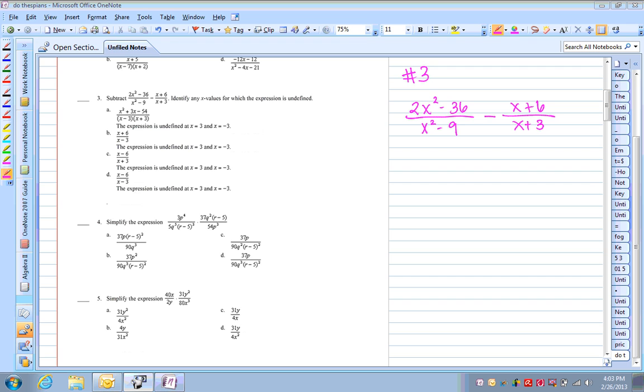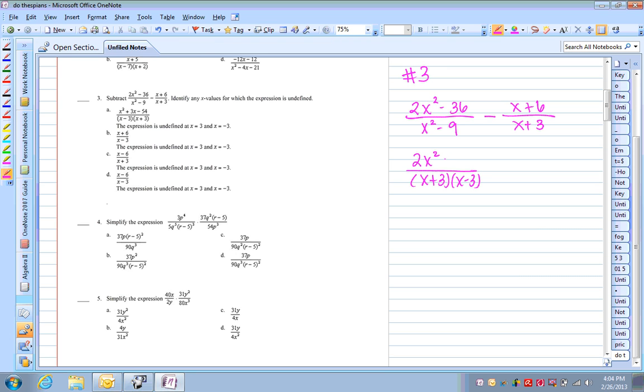Okay, so in number 3, we're subtracting two rational expressions, and I need to find a common denominator. Well, when I don't have a common denominator that is obvious, I need to factor my denominators out. And when you factor the first denominator, it becomes x plus 3 times x minus 3. Sorry about that. So I factored out my denominator of the first rational expression, x squared minus 9. And I recognize that I can factor it out because it's a difference of perfect squares. So it becomes x plus 3 times x minus 3.